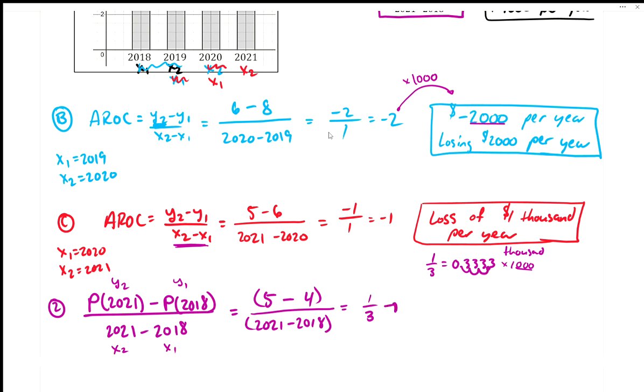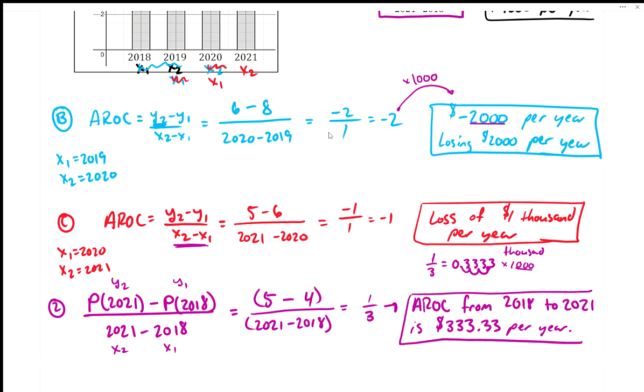Okay, so what we've got is the average rate of change from 2018 to 2021. So those are the 2 years that are involved. So from 2018 to 2021 is $333. I'm going to round that to the nearest whole number. Actually, let's do it with that decimal. Let's put it all there. So $333.33 per year. And because it's positive, that would be a gain instead of a loss. That's over those 3 years, though.